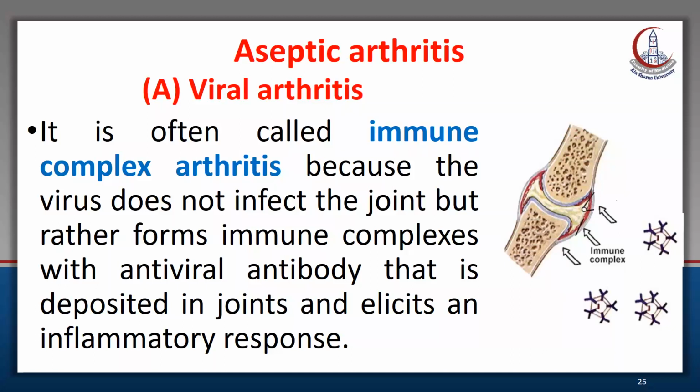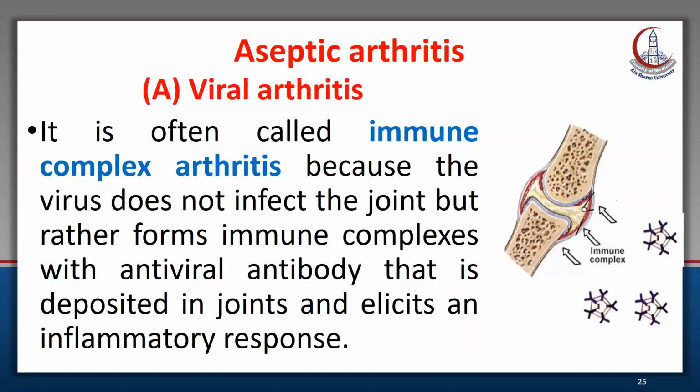Viral arthritis is often called immune complex arthritis because the virus does not infect or affect the joint by itself, but rather forms immune complexes with antiviral antibody that are deposited in the joint and elicit an inflammatory response. So no virus inside the joint, no viral invasion inside the joint. It's just immune complexes inside the joint. So it's called aseptic arthritis.